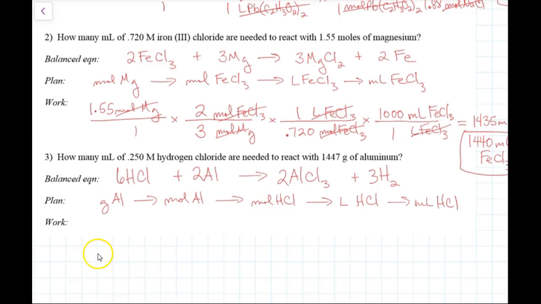So give the rest of 3 and 4 and 5 a shot, and we'll talk about them in class next time.